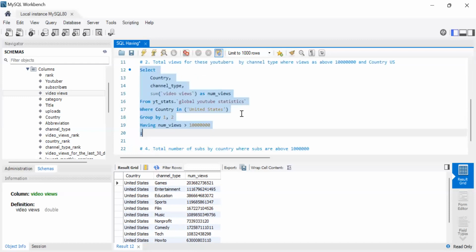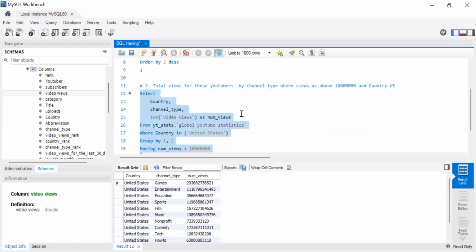And it's not necessarily like if you wanted to get the countries that are above 10 million views first, then now you come and group them by their channel type. That is different. I really hope I've made sense, because you see now what it's doing after it's broken United States into the various channel types.